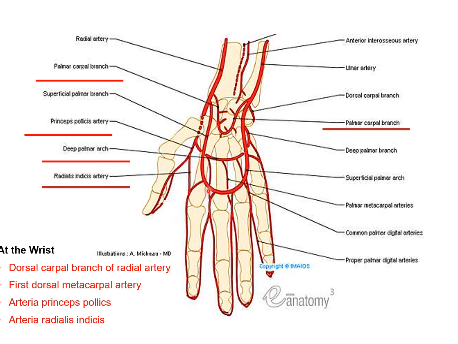The radial artery is used for feeling of the arterial pulse at the wrist. The pulsation can be felt well in this situation because of the presence of radius bone behind the artery. At the wrist, the radial artery further gives the dorsal carpal branch of radial artery, the first dorsal metacarpal artery, princeps pollicis artery, and the radialis indicis artery.